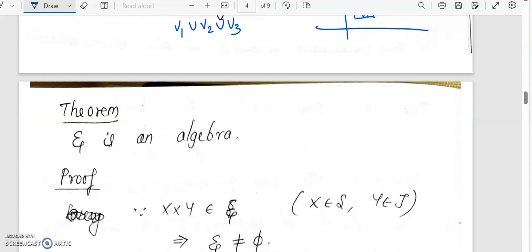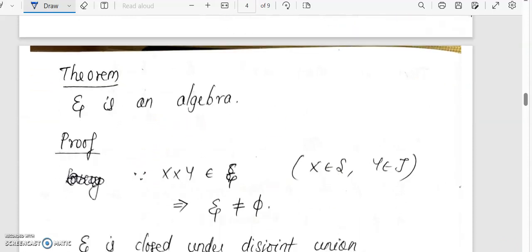Script E is obviously non-empty, because we are defining script E to be the collection of all elementary sets on X cross Y. So X cross Y itself belongs to script E. So therefore script E is a non-empty set.